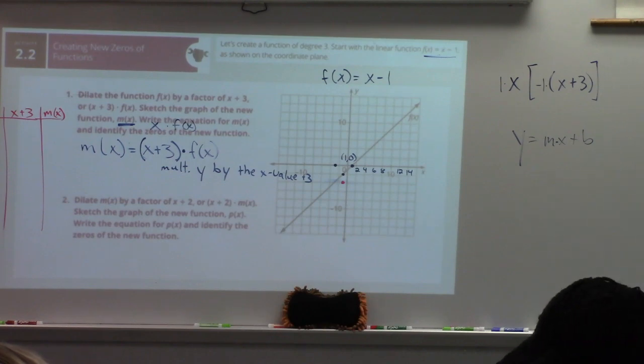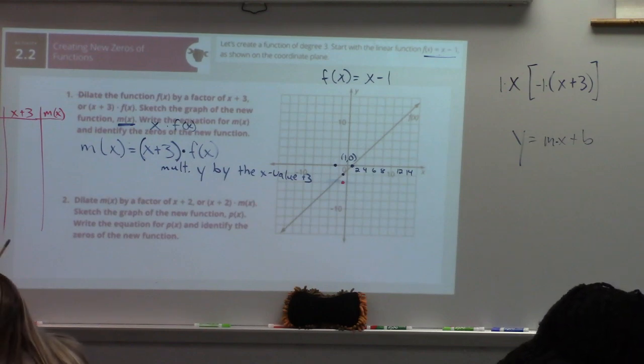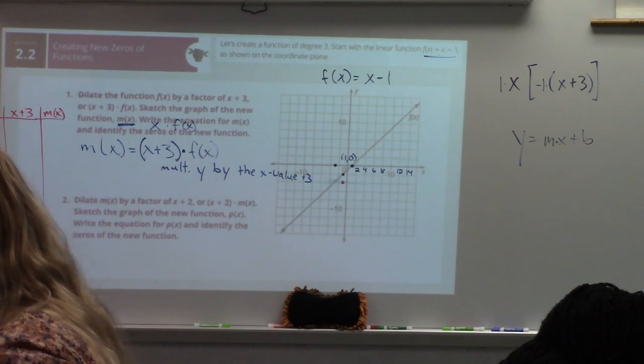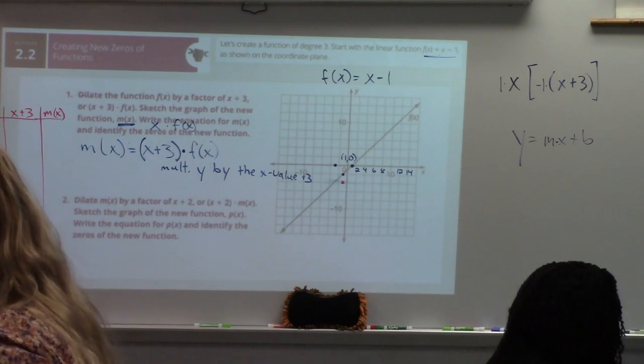How's this one going to be? This one is based off of this one, and this is your f of x. Is that your f of x? Well, what does it literally say? It says x plus 3. So you need to take your x value and add 3 to it. Does that make sense? So then what's your f of x?